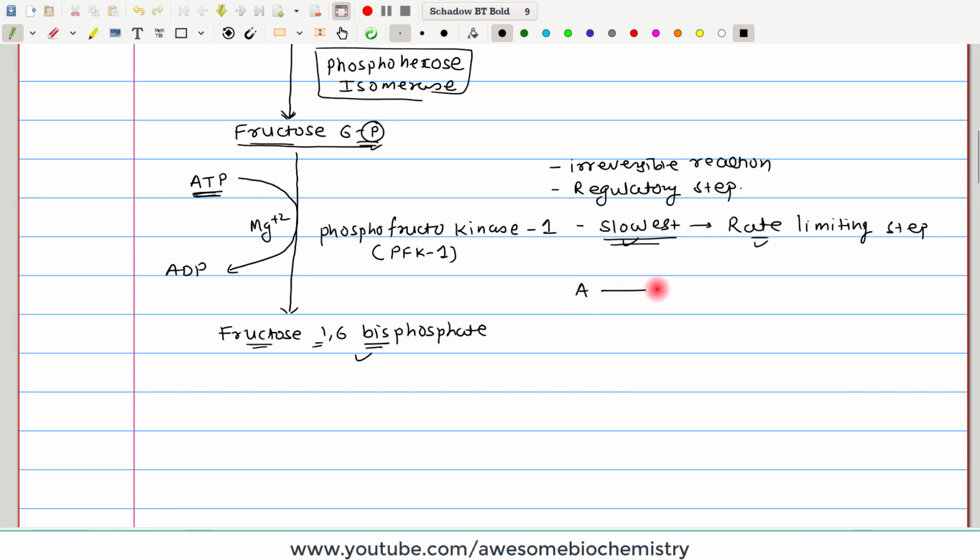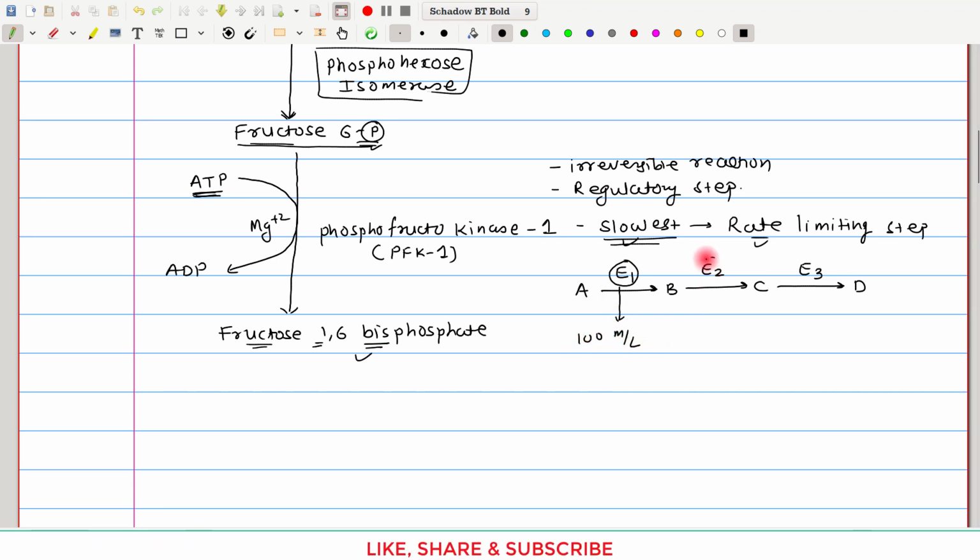Suppose A is converted to B, B is converted to C and C is converted to D. This A to B conversion is catalyzed by enzyme E1, B to C by enzyme E2 and C to D by enzyme E3. Let's suppose that the rate of reaction for enzyme E1 is 100 moles per minute. The rate of reaction by E2, let's say it is 10 moles per minute. And the rate of reaction by enzyme E3, let's say it is 150 moles per minute.